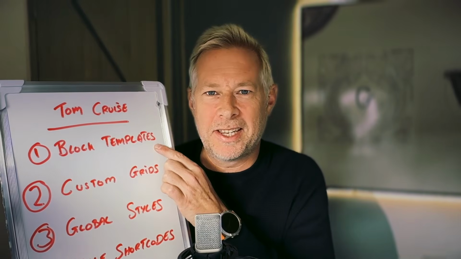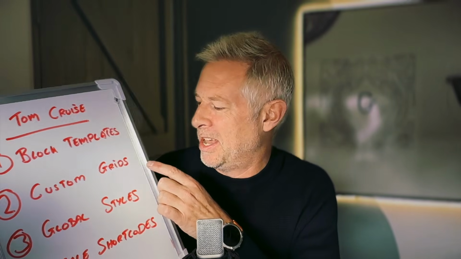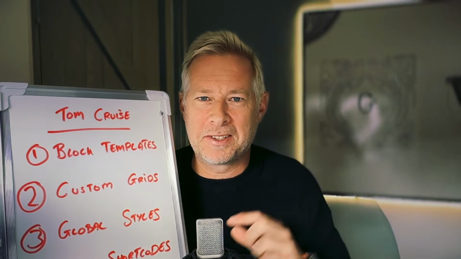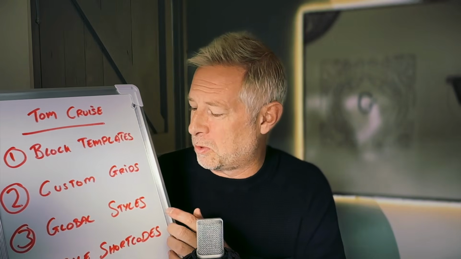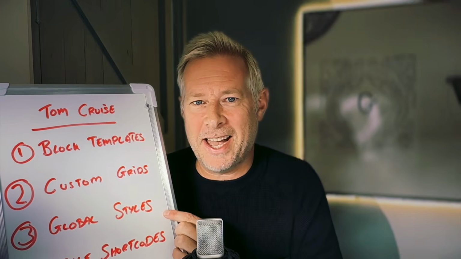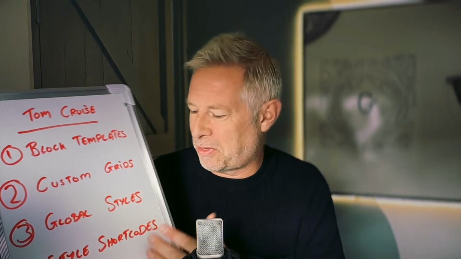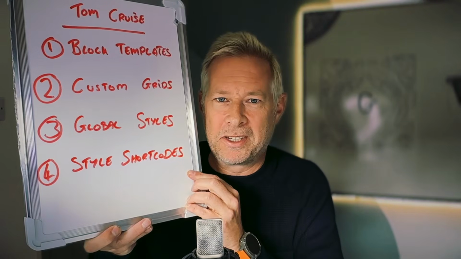Number one, how to set up block theme templates the right way. Number two, how to create beautiful custom grids just using the core Gutenberg blocks. Number three, how to access and use global styles in block themes. And number four, how to style shortcodes.